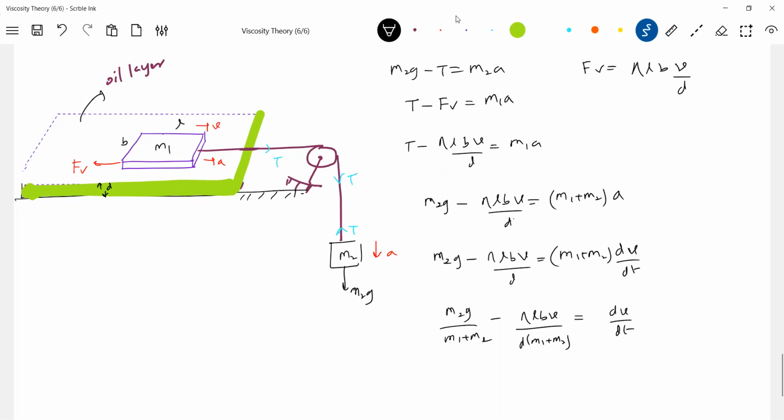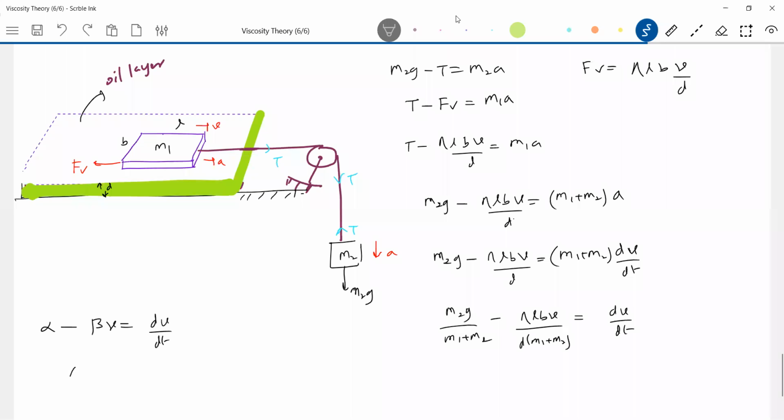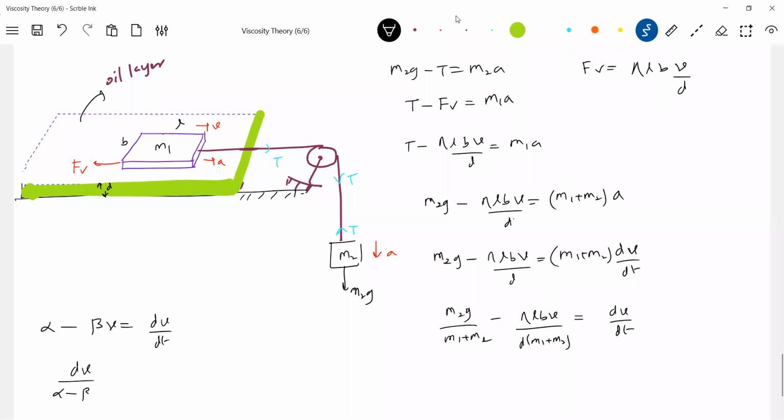Let me take this as alpha, and this as beta v, in dv by dt. What is alpha? m2g by (m1 plus m2). What is beta? All those parameters, eta lb by d(m1 plus m2). So this equation will end up at t equals 0. Let me release from rest. At an instant of time, this will be.